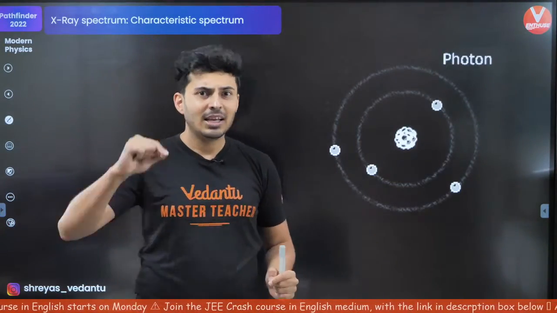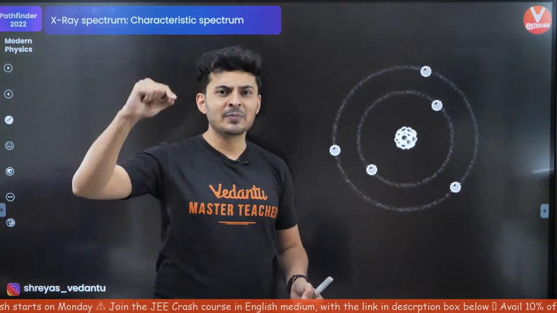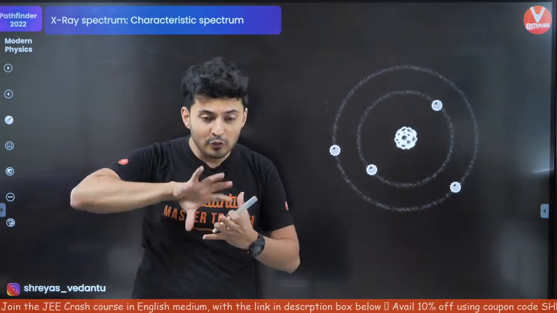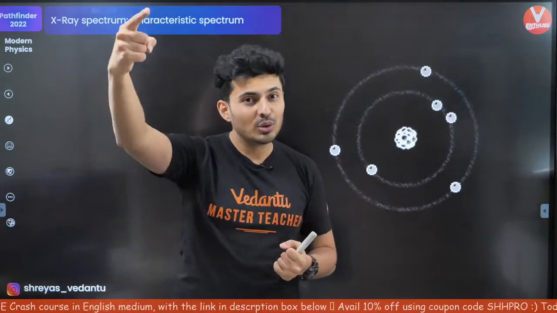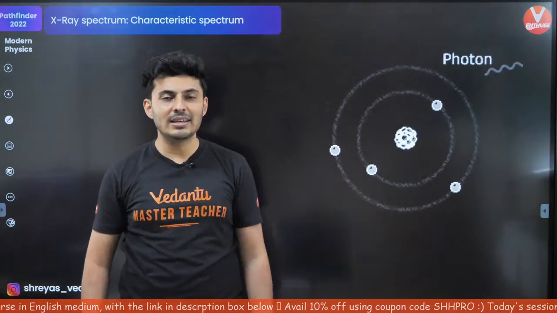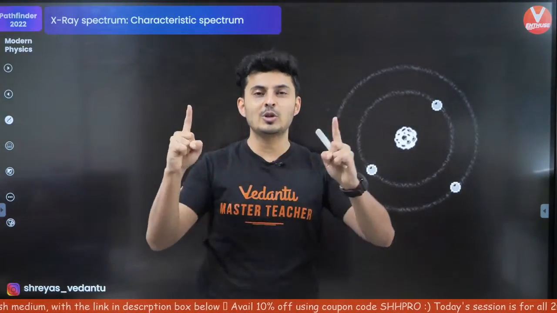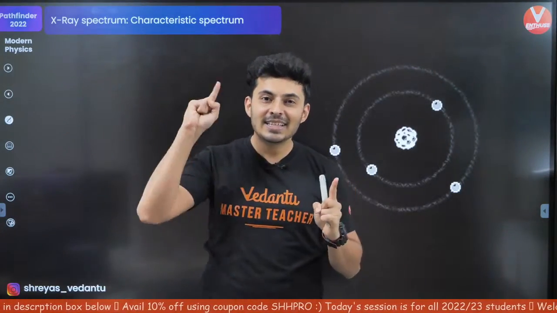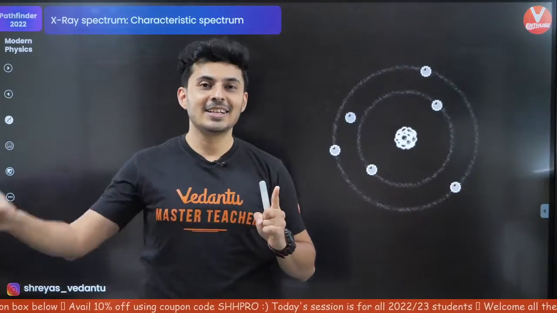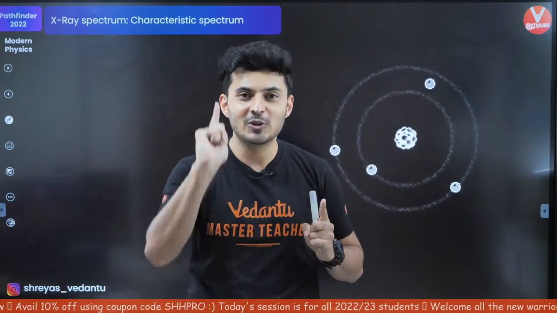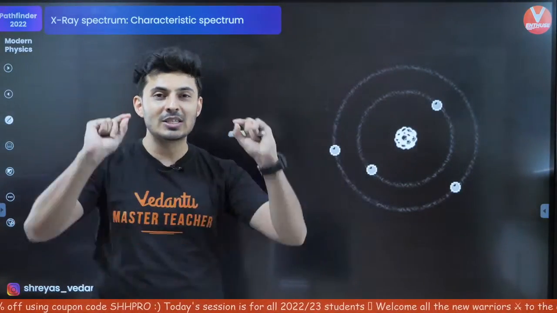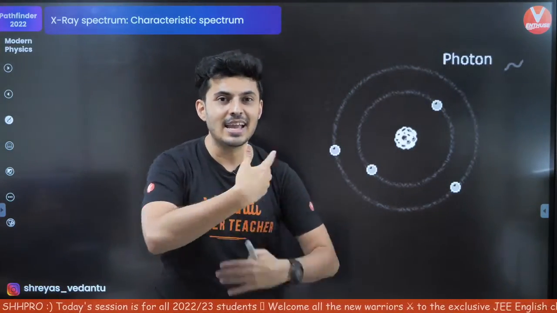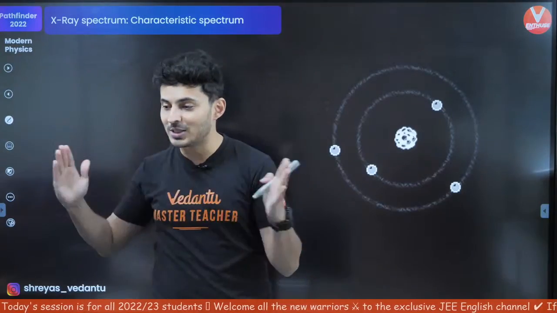So if every atom's energy levels are unique, and if an electron jumps from higher energy to lower energy to fill that void, that means those jumps are also unique in nature. The energies are also unique in nature. And because they are unique, the other word for that is characteristic. Hence the name characteristic and the sudden spikes. Those photons are so peculiar because when you change the element, those spikes will also change.